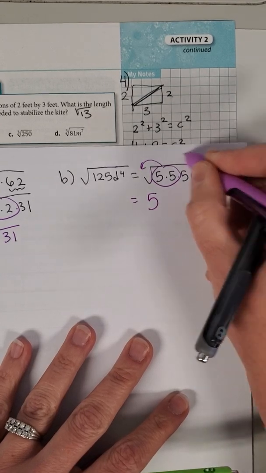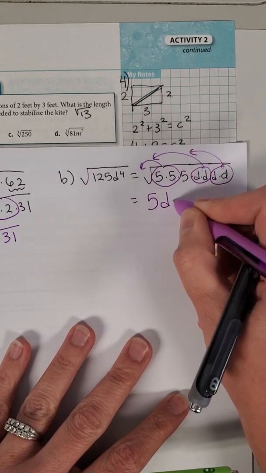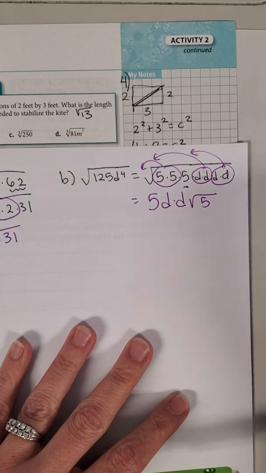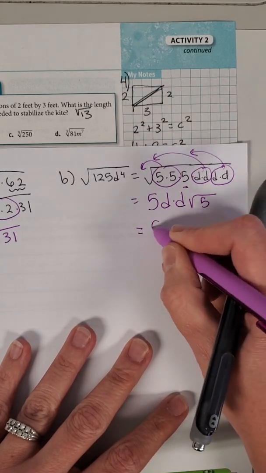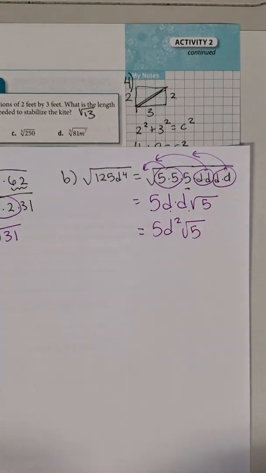I have a pair of d's that will come out. That's a d. I have another pair of d's that will come out. That's another d. And under the radical is only the 5. And then I can rewrite this as 5, d times d is d to the 2nd, and then square root 5.